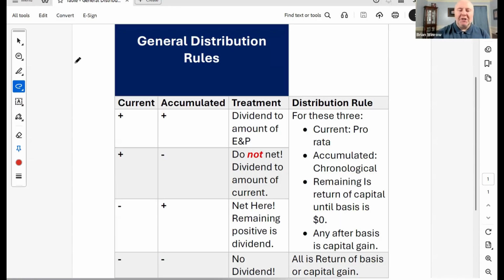So let's talk about our general distribution rules for a non-liquidating distribution. What we're looking at on your screen is current, accumulated, treatment, and distribution rules. So we're dealing with earnings and profits here. When we deal with earnings and profits, there are two different components. The first component is going to be called current earnings and profits. With current earnings and profits, we're looking at the current year: how much money did the business make that it can then distribute in terms of a dividend. So we're looking at a 1 year period.